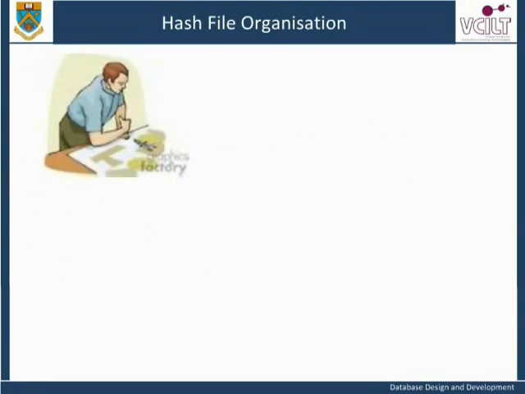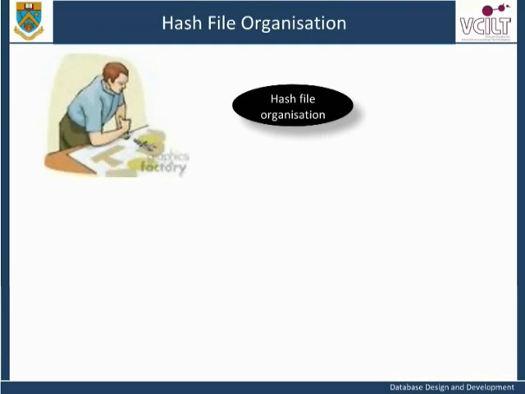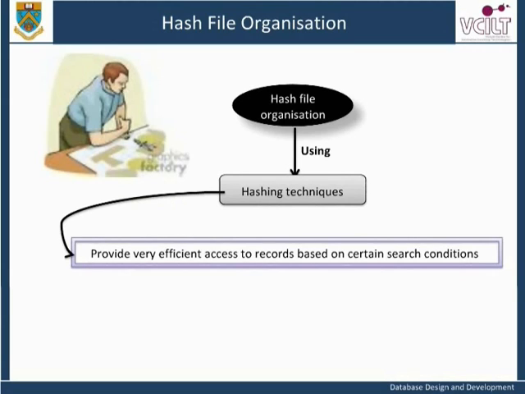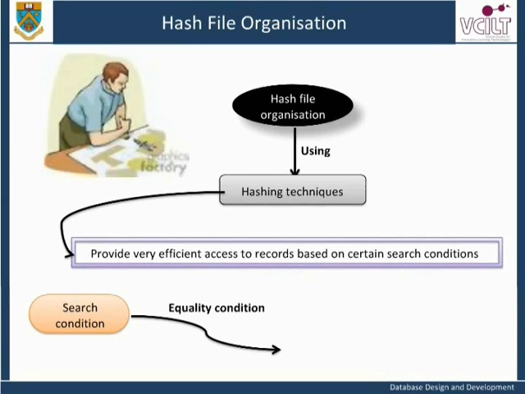Hash file organization. The hash file organization is based on the use of hashing techniques, which can provide very efficient access to records based on certain search conditions. The search condition must be an equality condition on a single field called hash field. Example, ID equals 9,701,890, where ID is the hash field. Often, the hash field is also a key field. In this case, it is called the hash key.